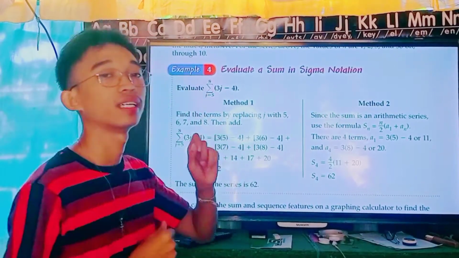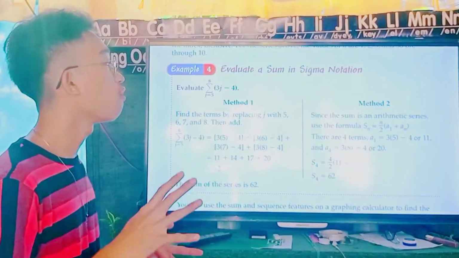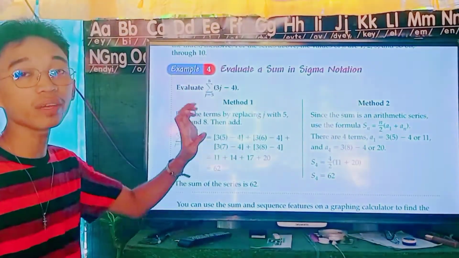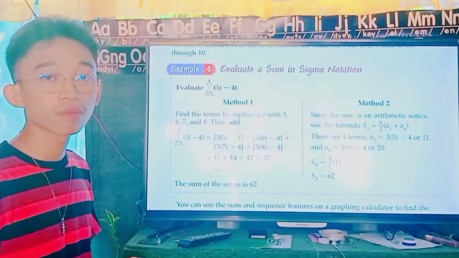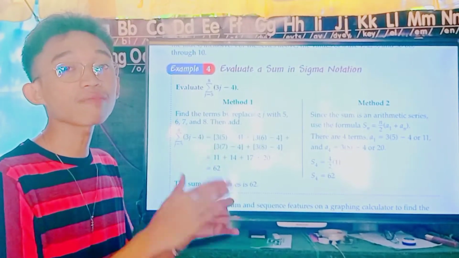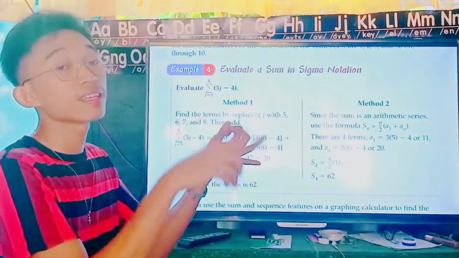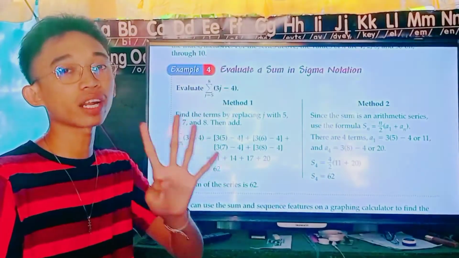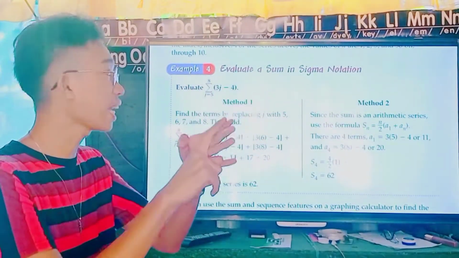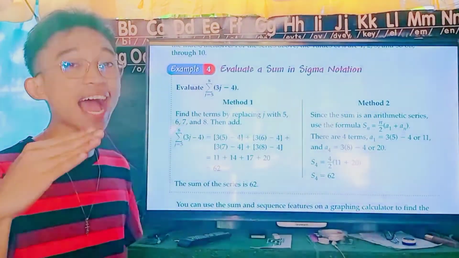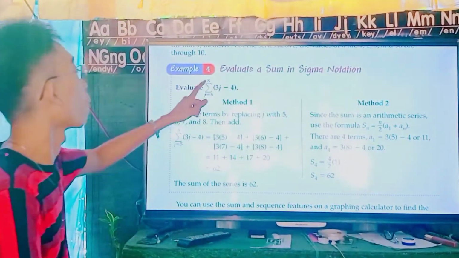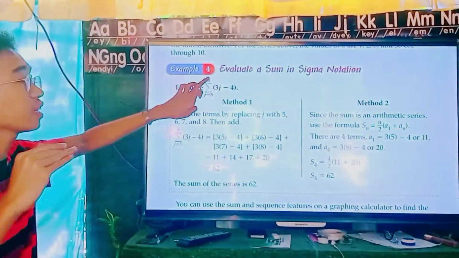Why? Because we only have 4 terms. It doesn't mean that if the highest value is 8, then you have 8 terms. All you need to do is to count first from 5 up to 8. So 5, 6, 7, 8. So there are 4 terms. There are only 4 terms from 5 to 8. Always remember that you don't have to rely on the highest value here.